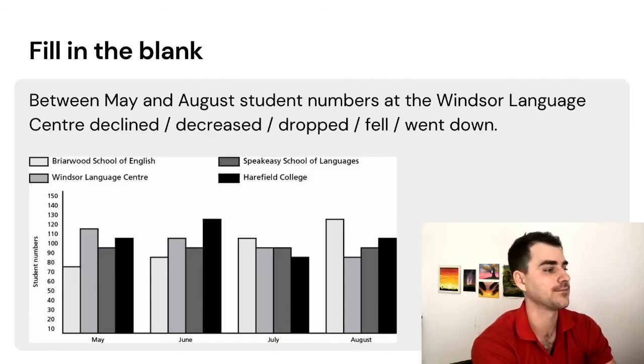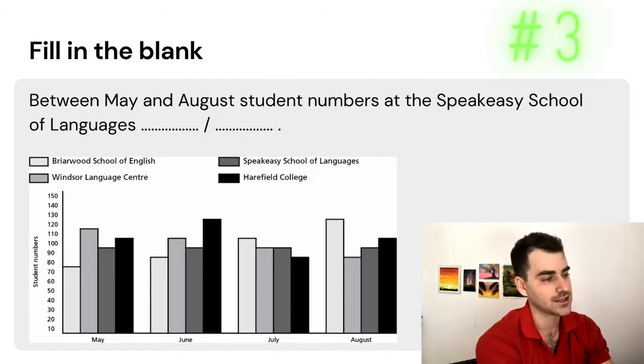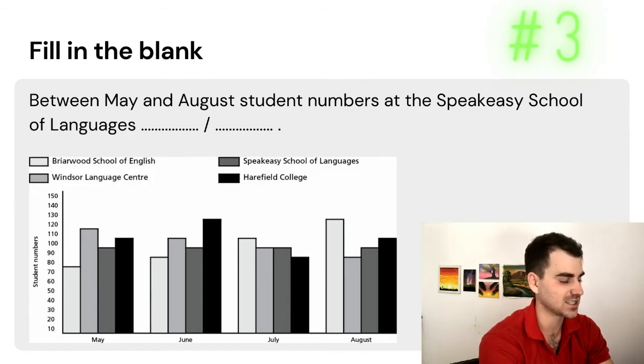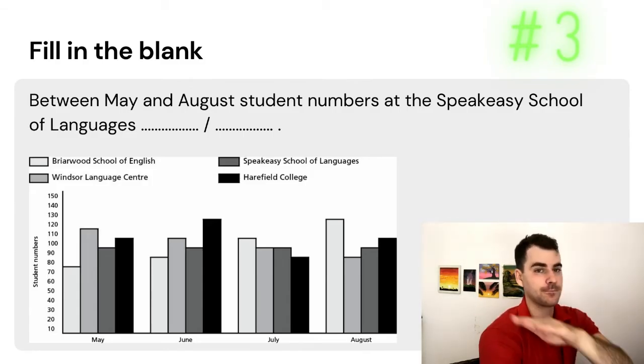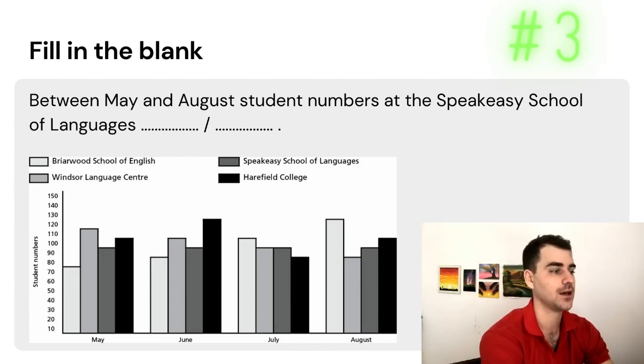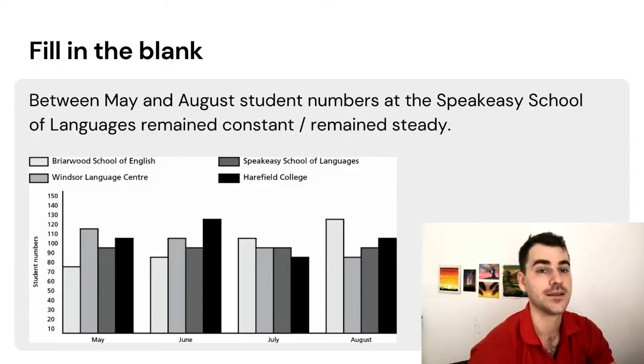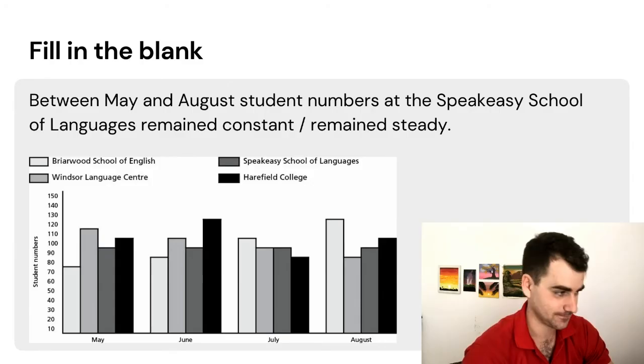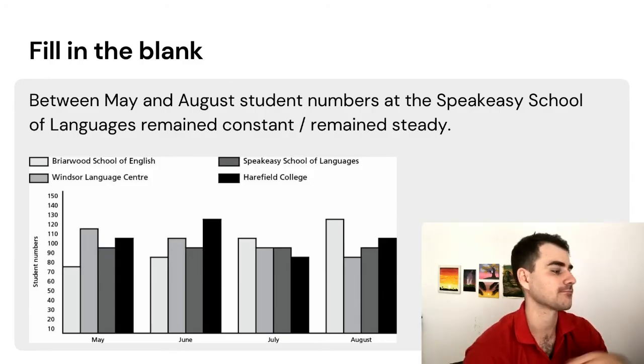Number 3. Between May and August, student numbers at the Speakeasy School of Languages. Speakeasy, that's the third column. Did they go up or did they go down? Here's the answer. They remained constant or they remained steady. They didn't change.